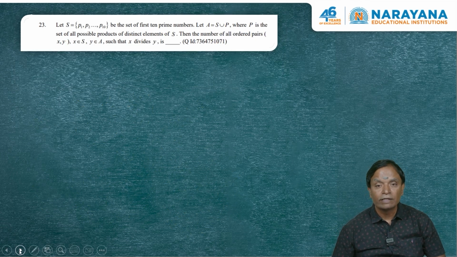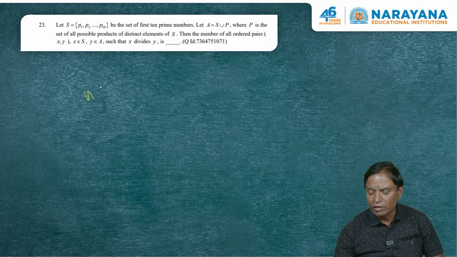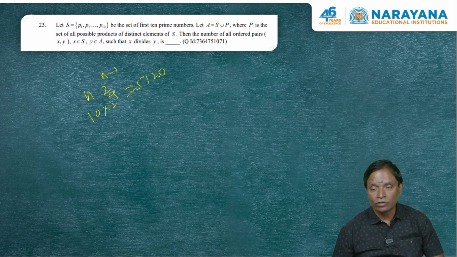Let us go to the next problem. For this, there is a direct formula. When you are having n elements in the given set S, directly you can use n into 2 power n minus 1. This gives you 10 into 2 power 9, which is nothing but 5120. Okay, let us go to the next problem.